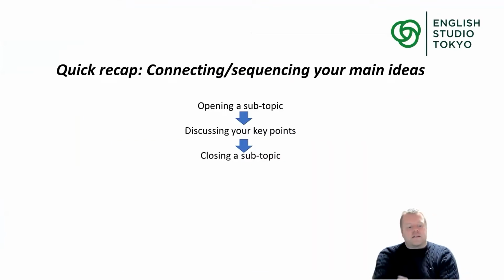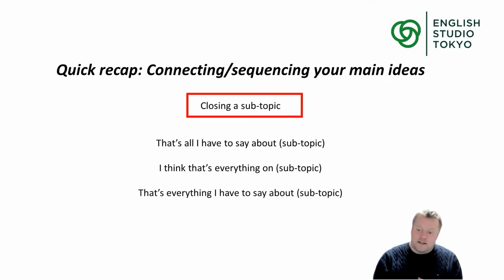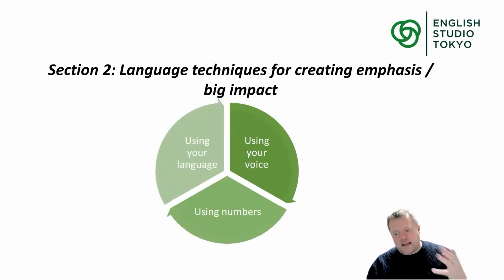We learned last week as well that we have this open door, closed door technique. When you introduce a subtopic, you want to open the door. I'd like to start by discussing our strategy. Now I'll move on to our history. I'll end by looking at blah, blah, blah. And we can close topics. That's all I have to say about our strategy. I think that's everything on our history. That's everything I have to say on our blah, blah, blah. So we use this open door, closed door technique. That was our technique from last week.